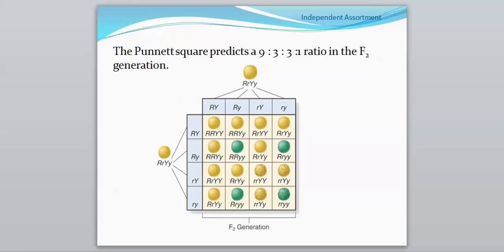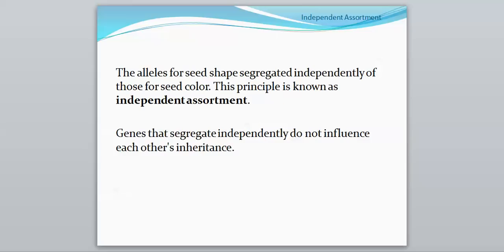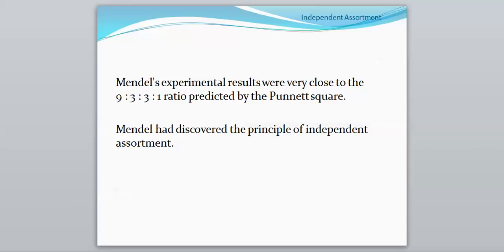So as we can see here, the wrinkly seeds aren't connected to being green, or green seeds aren't connected to being smooth. We have a big variation here, and that's important. That's showing that none of our traits are really connected to one another. They all kind of sort independently from one another. So that's very important, knowing that they do not influence each other's inheritance. They do it on their own. And Mendel's experimental results were very close to the 9:3:3:1 ratio predicted by the Punnett square, and therefore he had discovered the principle of independent assortment.